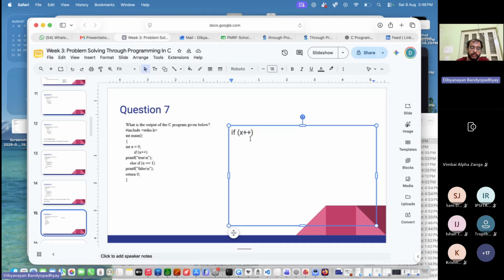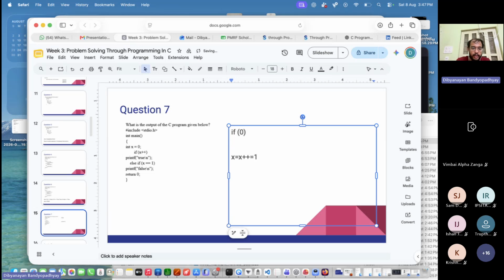0. So it is if 0, and if 0 means if false. 0 means false. Okay. So if it is false, it will not print true, because the printf true statement is associated with the if statement. It will go to the else if statement. But before executing the else if statement, the post increment operation will take place. So x's value will now be incremented to 1. Okay. x will now be x plus plus, which is equal to 1.